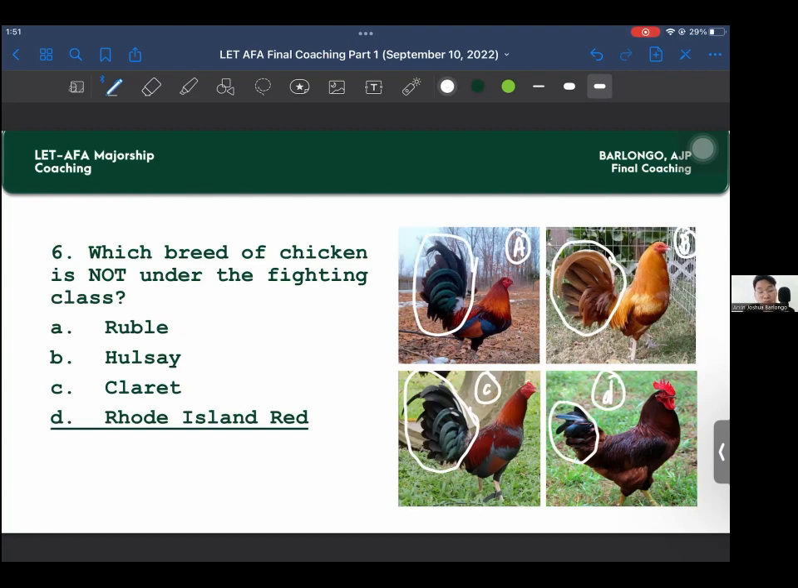So another tip that I have for you is to search for breeds of chicken. Hindi lang chicken, but even other breeds. Later, may mga i-display ulit ako dyan na mga prawns, goats. I really advise to look at pictures para at least kapag kunwari, which breed of chicken has a brown, golden brown appearance, which is a fighting class. So, kapag itong picture na to is inyong alam, madali kayo makakasagot na ano yun, Hulsai.